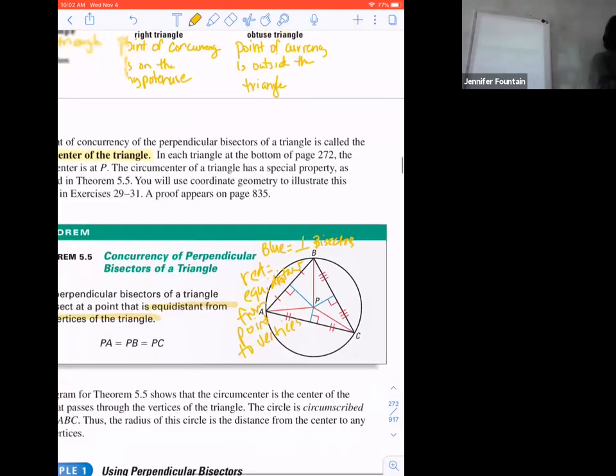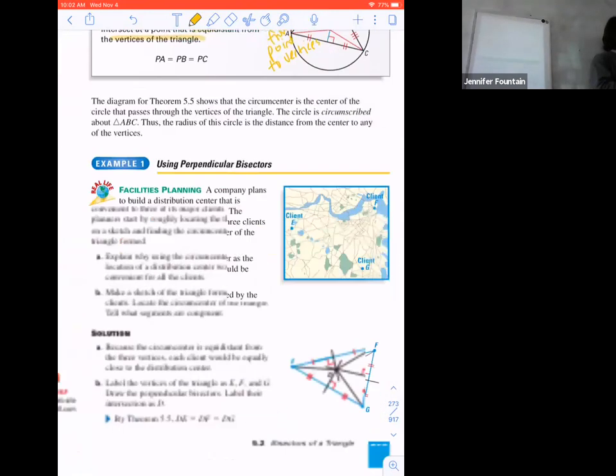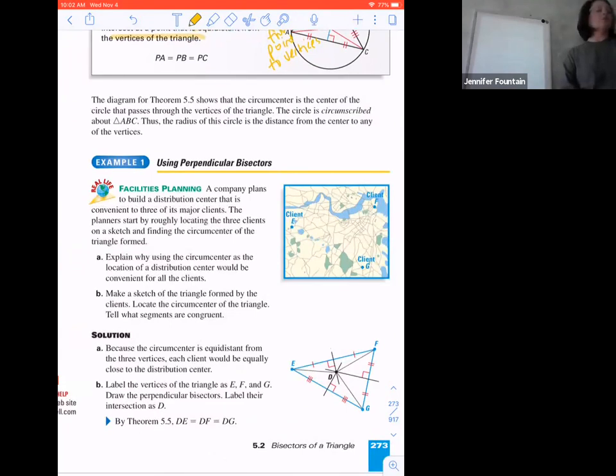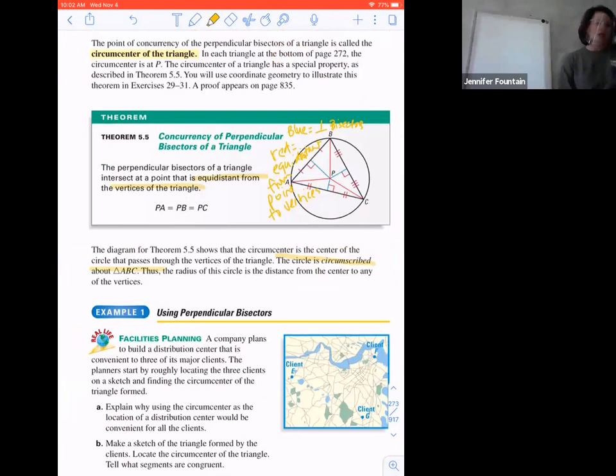The diagram for Theorem 5.5 shows that the circumcenter is the center of the circle that is circumscribed about the triangle. The circle is circumscribed about triangle ABC. So when I say circumscribed about triangle ABC, that means the circle is around the triangle.